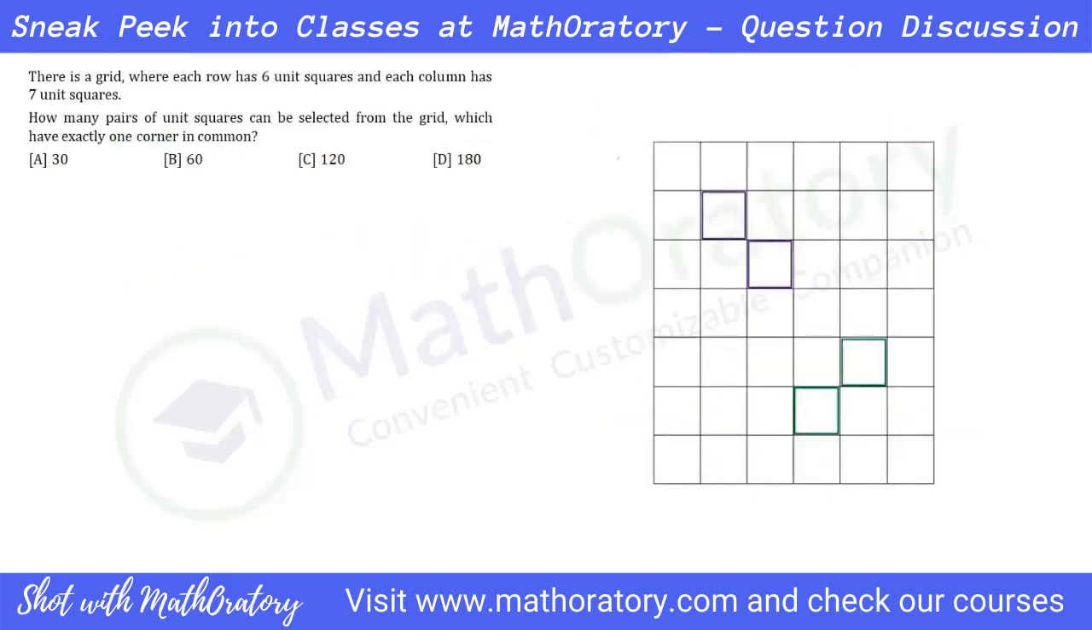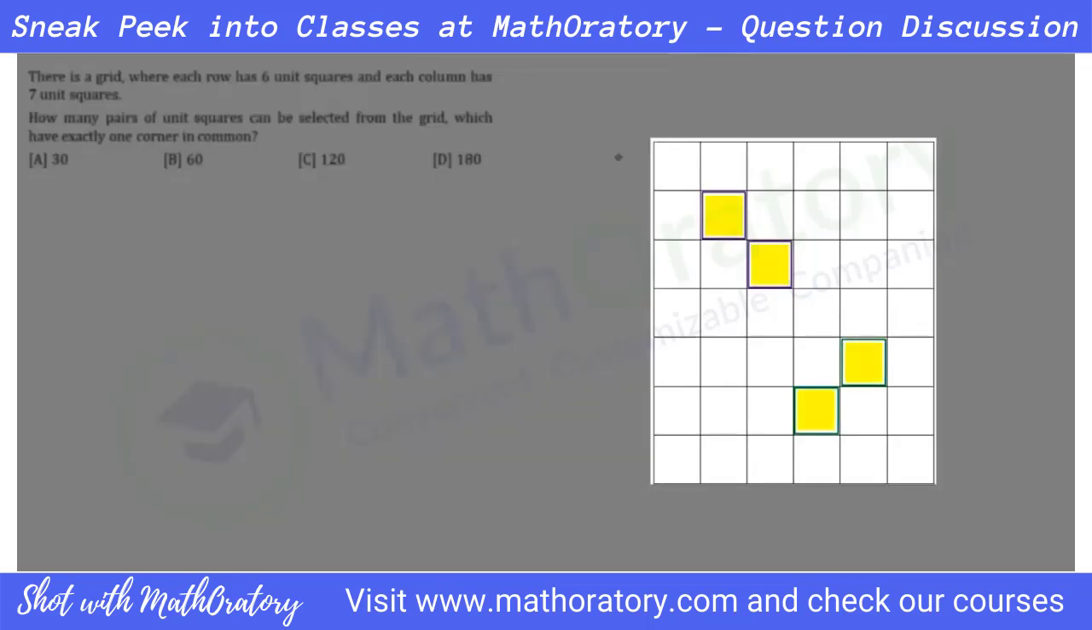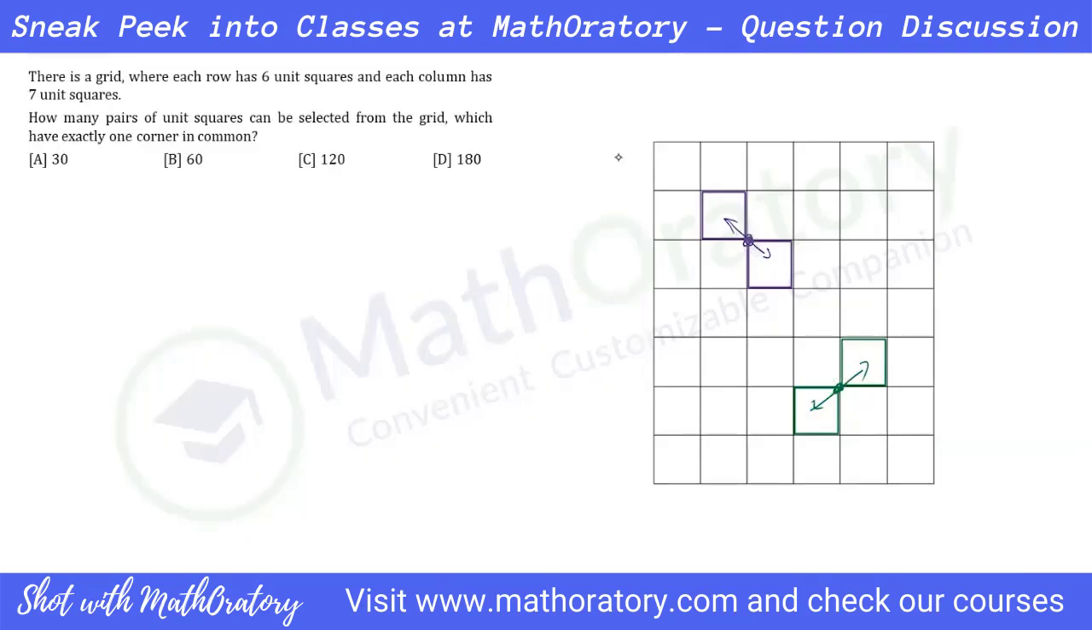This one is an interesting question. So you have the same grid, and we are looking for how many pairs of unit squares can be selected from the grid which have exactly one corner in common. Now, I've drawn 2 arrangements here. If you look at the 2 squares highlighted in blue, they are sharing a corner. And the 2 squares in green, they are also sharing a corner, isn't it? So there are these 2 arrangements here. Either it's in this shape, or in this shape.